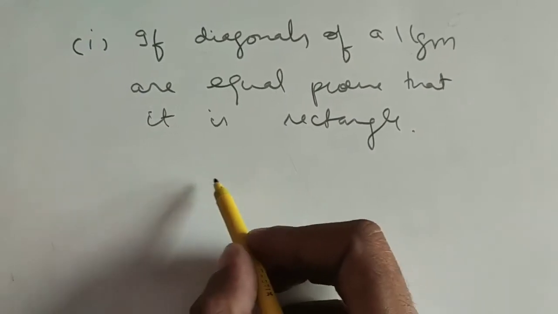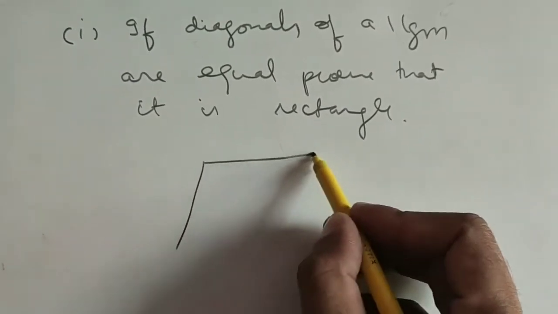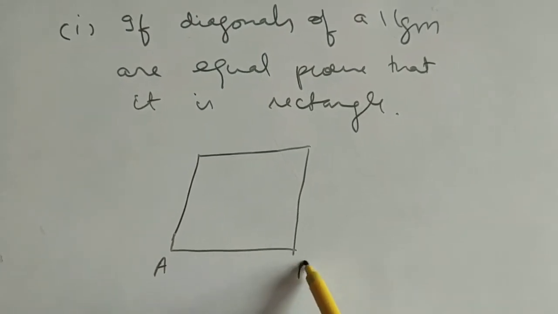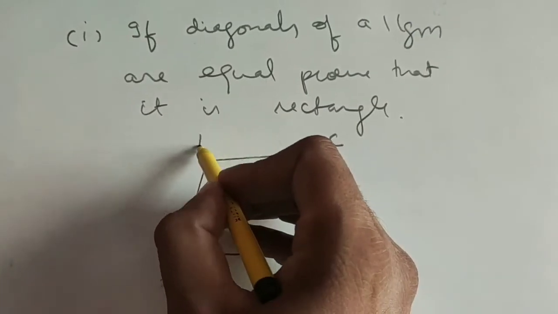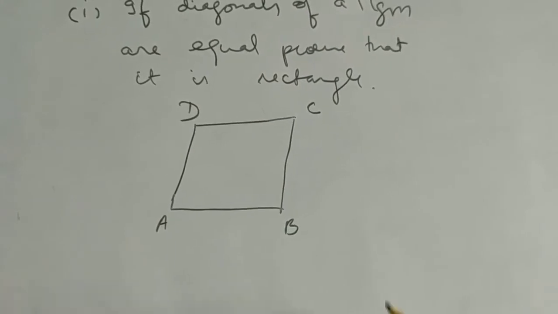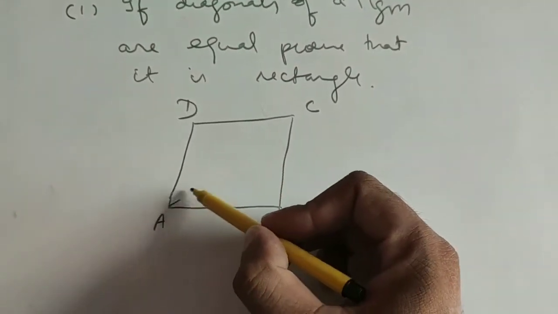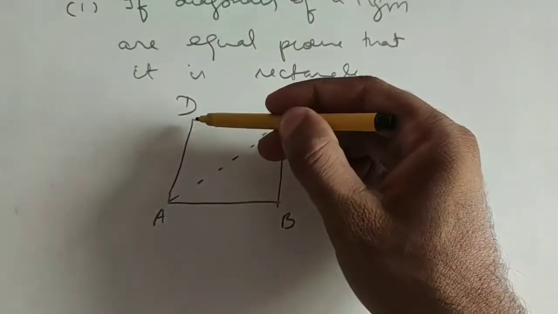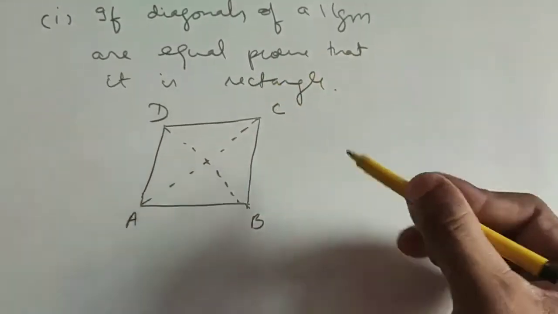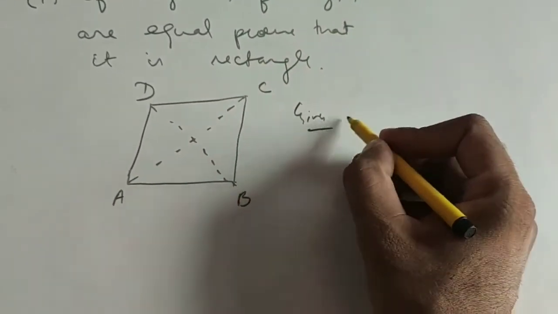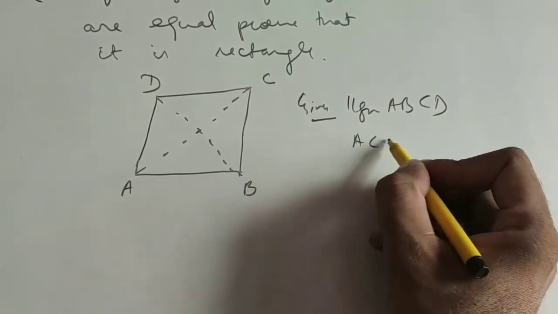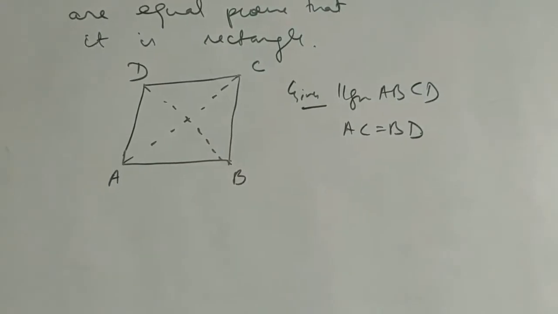Okay, so for that, consider this parallelogram. This is the given parallelogram ABCD. The diagonals are equal. This length AC and this length BD are equal. It is given that diagonals of a parallelogram are equal. Given is parallelogram ABCD with AC equal to BD, diagonals are equal.